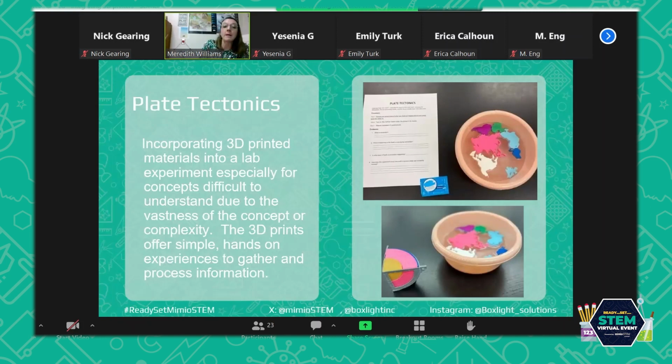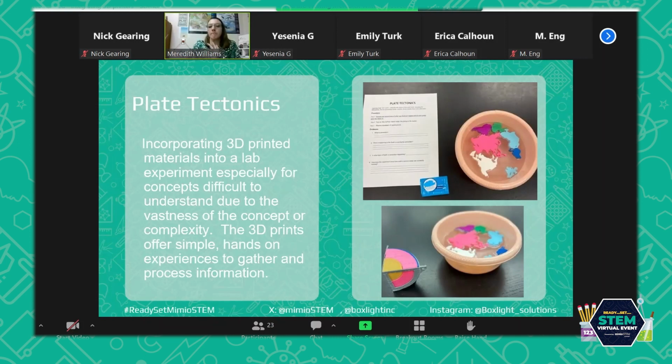And I incorporate 3D printed materials into the lab to experiment, especially for concepts difficult to understand due to the vastness. These 3D prints offer simple, hands-on experiences to gather and process information. In the picture down in the bottom left, I have our geosphere, and it just has the crust, the mantle, and the core. You can have the core broken up into two, where you can use clay for the inner core and the outer core, the inner core being a solid and the outer core being that molten liquid.